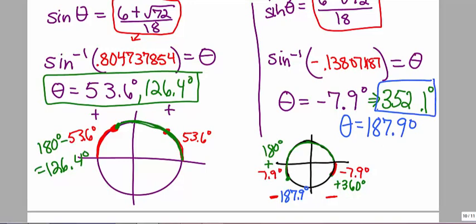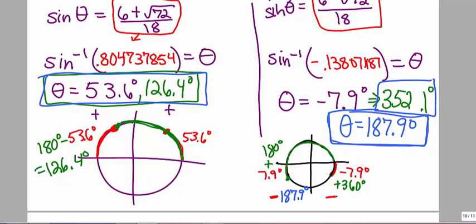So we get two solutions here from quadrant 4 and quadrant 3: 352.1 degrees, and then also 187.9 degrees. So we have a total of 4 solutions, 2 that came from quadrant 1 and 2, and then we have 2 more that come from quadrant 3 and quadrant 4.